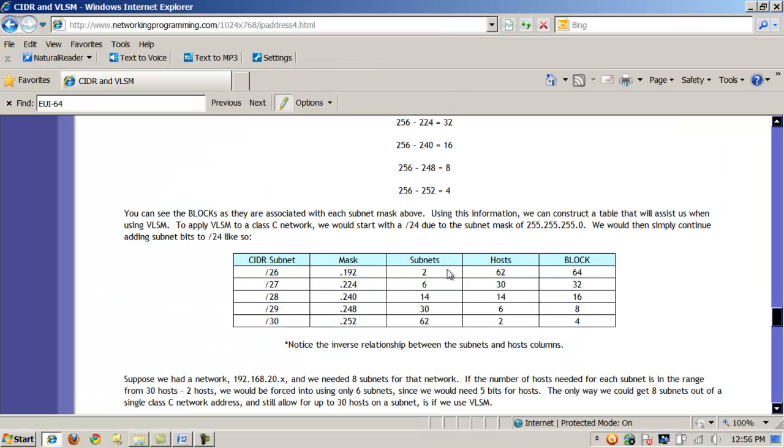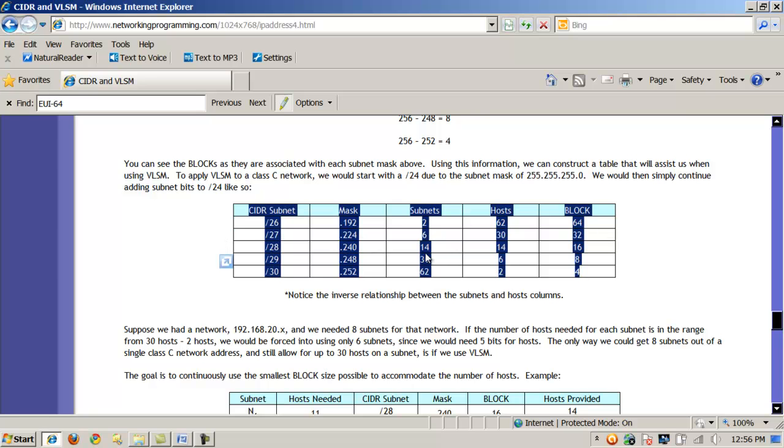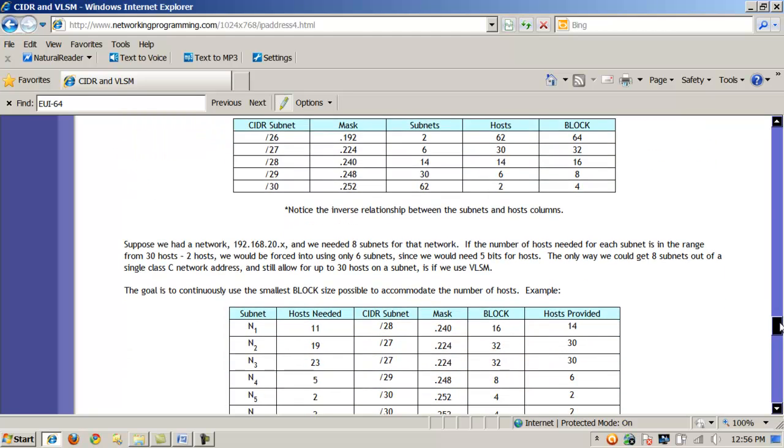So we put that into our table for subnets and hosts, and then of course the block value might help us as well: 64, 32, 16, 8, and 4, and that'll help us in planning our network addresses. So you might want to either memorize or construct a table like this to help you if you're going to do non-contiguous variable length subnet masking.